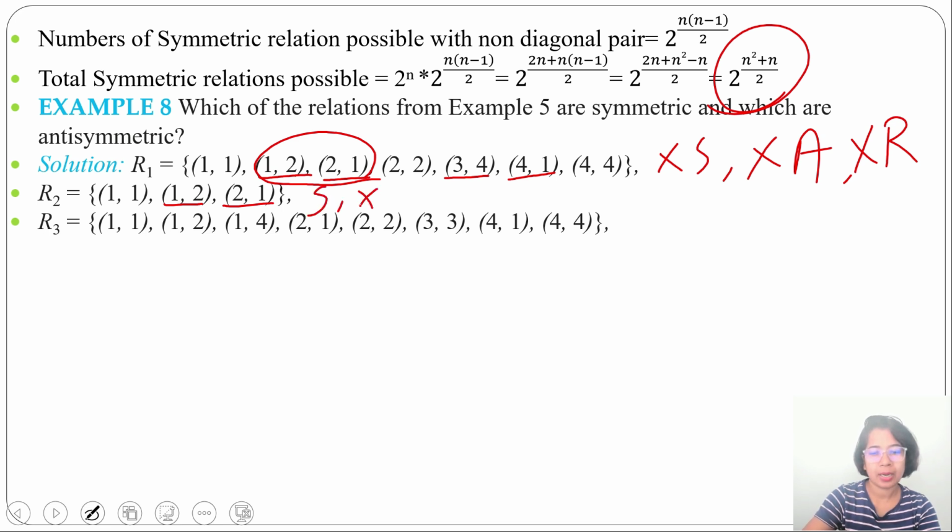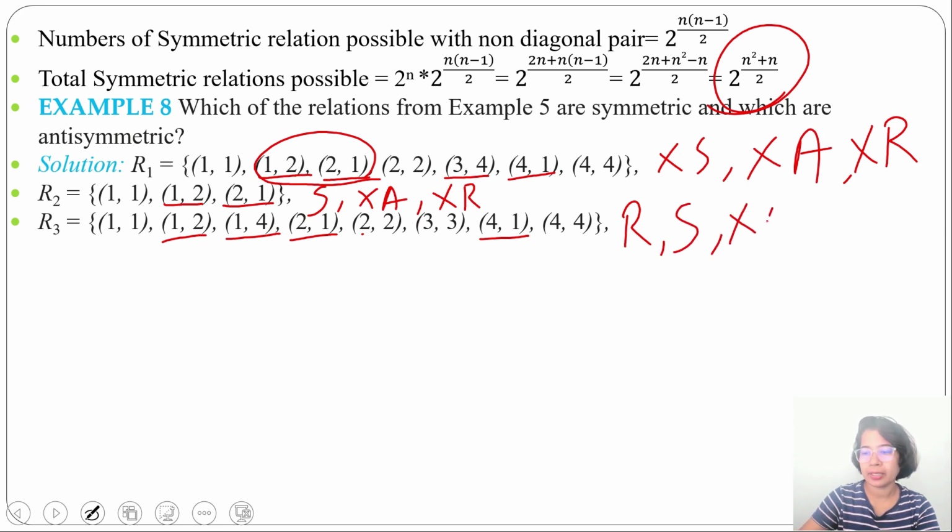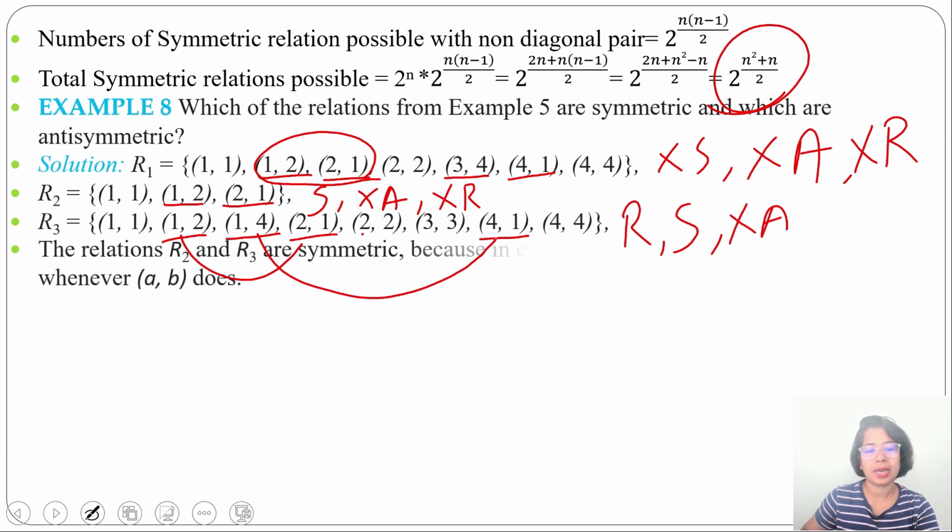It is not antisymmetric and it is not reflexive, as all diagonal pairs are not present. Next, relation 3: (1,1), (2,2), (3,3), (4,4). So it is reflexive. Then (1,2) present, (2,1) present, (1,4) present, (4,1) present. So it is symmetric, but it is not antisymmetric, as 1 is not equal to 2, and 1 is not equal to 4. So R3 is reflexive and symmetric but not antisymmetric.